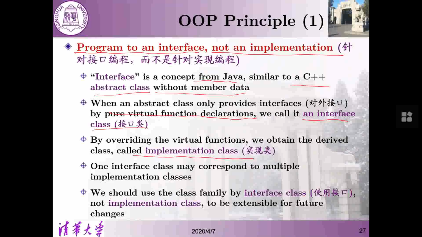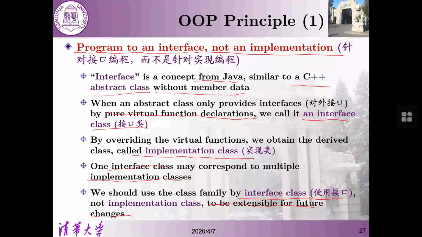So one interface class or base class may correspond to multiple derived classes or implementation classes. So we should use the class family by the interface class, so that it will be extensible for future change.